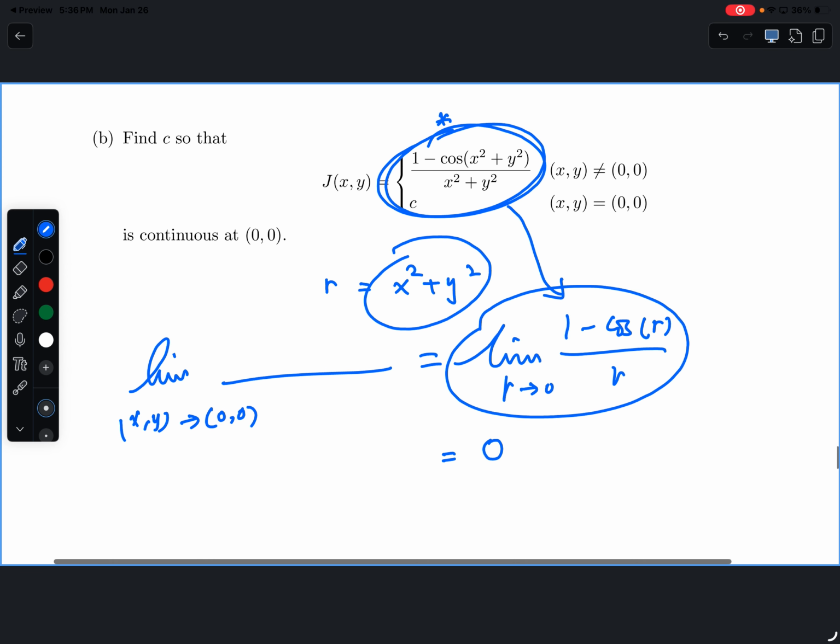So what does it mean? It means that the limit is 0 and the actual value of the function at 0 is c. Whenever these things are equal, it means the function is continuous. So the value of c should be 0. Okay?